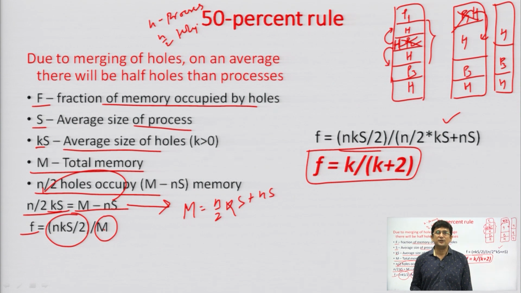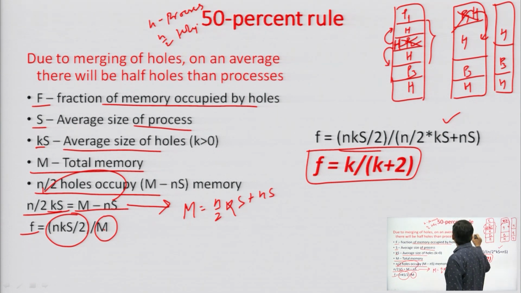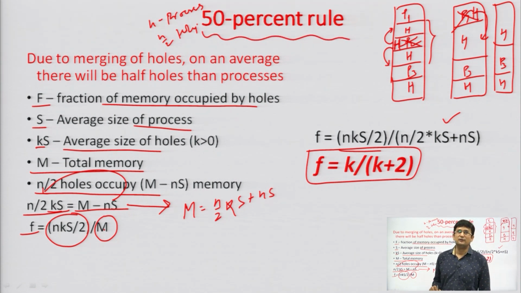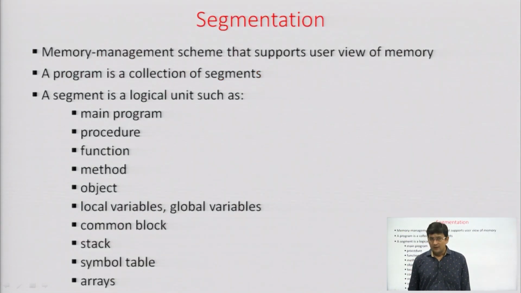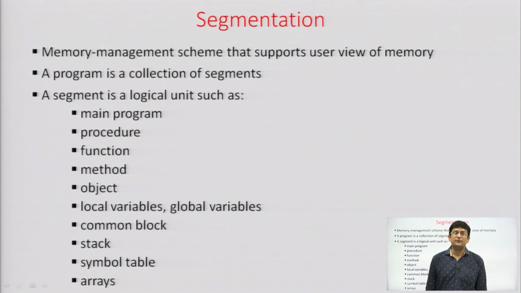So this is the fraction of the memory occupied by the holes, and this is the 50% rule. So what is the 50% rule? Because of the merging of the holes, there will be half as many holes as processes at any given point of time. Now we are going to study another scheme for memory management.